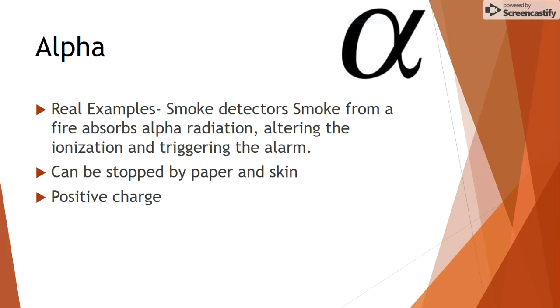Alpha. A real life example of alpha is in smoke detectors. Like we established, alpha can be stopped by paper and skin, so it can't really be used for too many things, and it is positively charged.